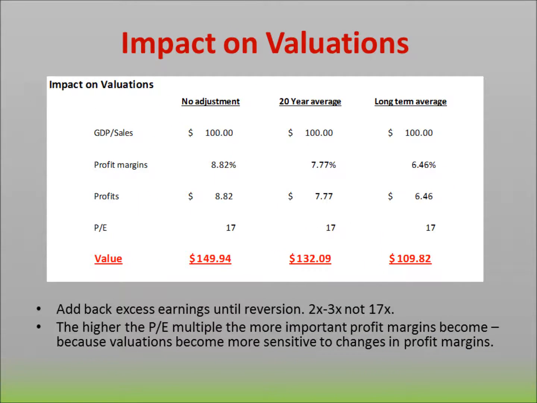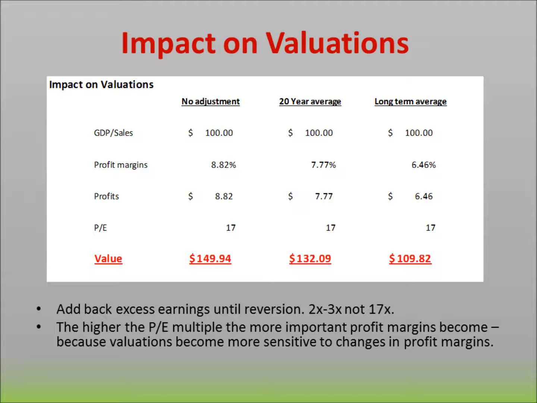And here's why this is so important. Let's just look at a simple calculation of the impact of profit margins on valuations. We have a sales or GDP number of $100, and we have 3 different profit margin levels. The first column is our current level at 8.82%. The second column is the 20-year moving average, and the third is the 50-year long-term average. At current margins, earnings would be $8.82, and at a PE of 17, we would have a value of about $150. If we use the 20-year moving average of 7.77%, that would imply a value of $132. And if we assume the long-term average of 6.46%, we would have a value of $109.